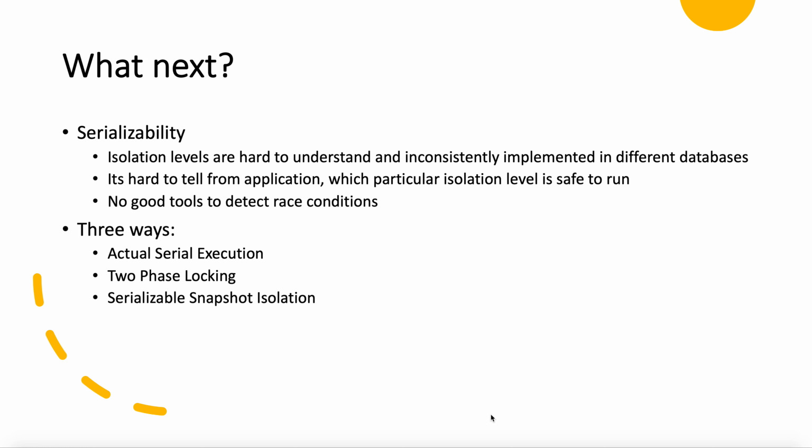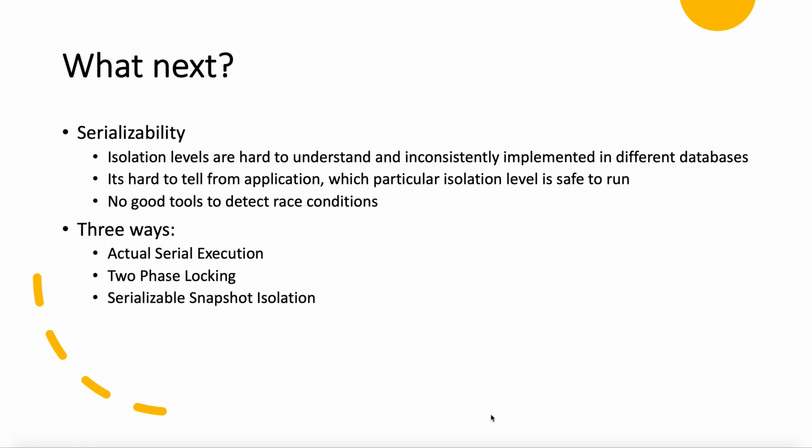Isolation levels are hard to understand and they are inconsistently implemented in different databases. It is also difficult to tell from an application which particular isolation level will be safe to run, because we are not all the time aware of what things can happen concurrently in our application. Also, there are no good tools to detect race conditions. From research, it has been found that serializable isolation is the way to go ahead.